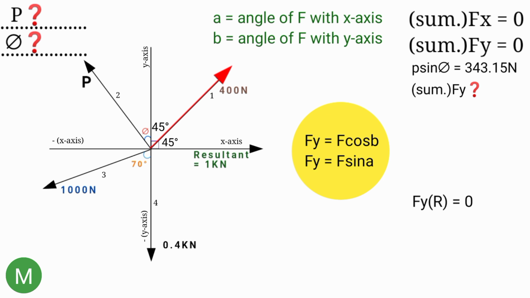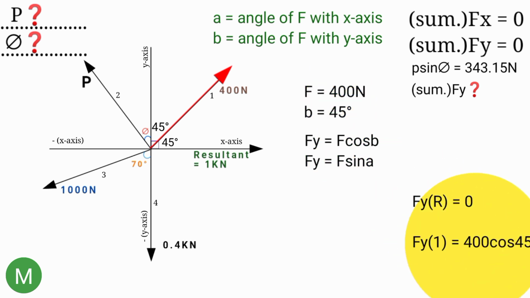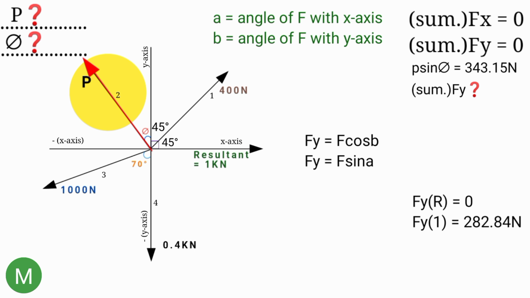So for 400 newton, F equal to 400 newton, and here the angle it makes with the y-axis is 45 degree, so B equal to 45 degree. Substituting here now, F of y equal to 400 cos 45 degree, which if you press your calculator equal to 282.84 newton. So F of y for 400 newton is 282.84 newton. Here for this force P here, F equal to P, and the angle it makes with the y-axis is theta. So substituting now, F of y for P equal to P cos theta.